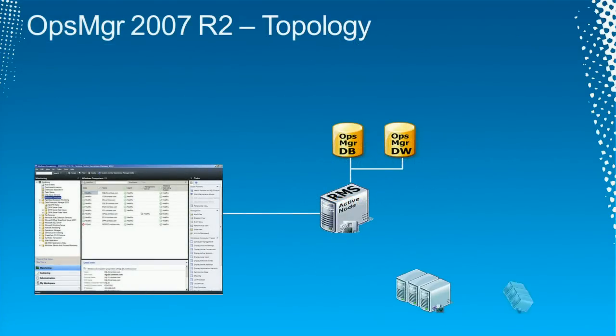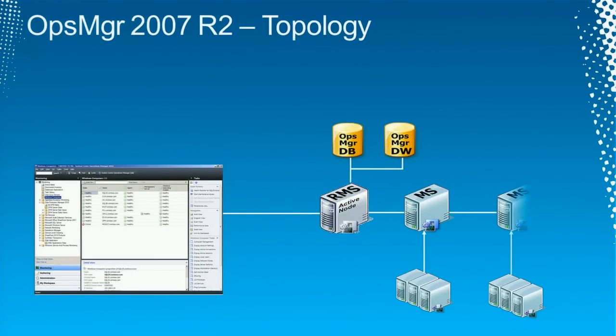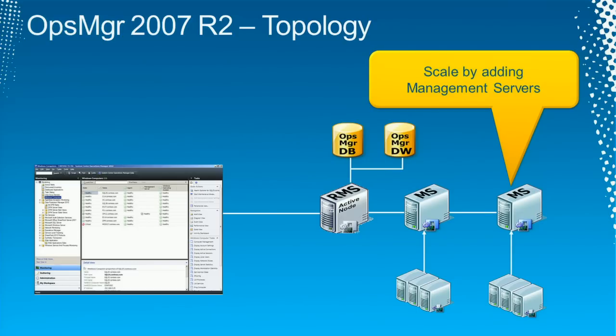Okay, so let's talk about the topology. So 2007 R2 today, what does that look like? Well, we have this concept of a root management server, which is the first management server that we deploy in our infrastructure. And then we scale out that topology by putting in more management servers or gateway servers if it's in non-trusted domains. And our agents talk to these management servers.